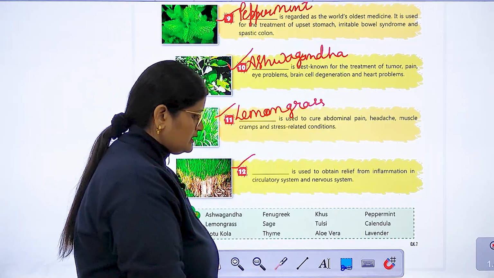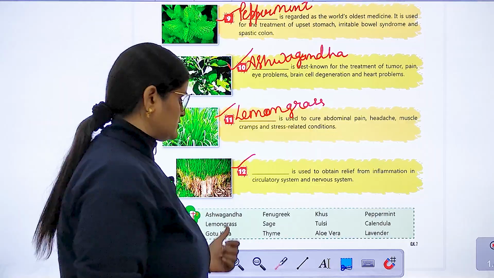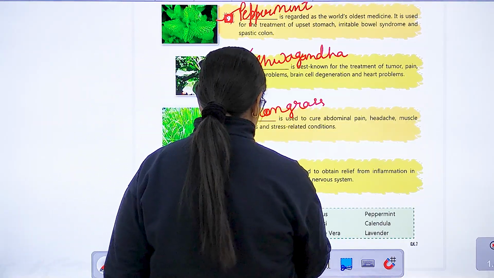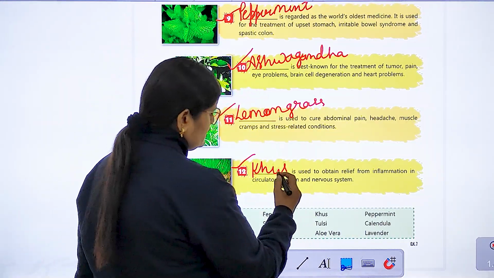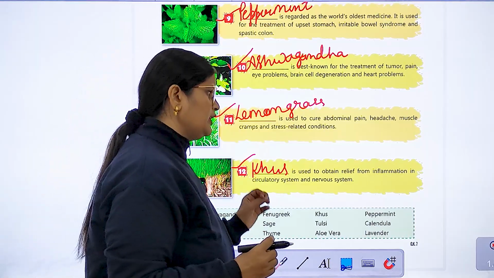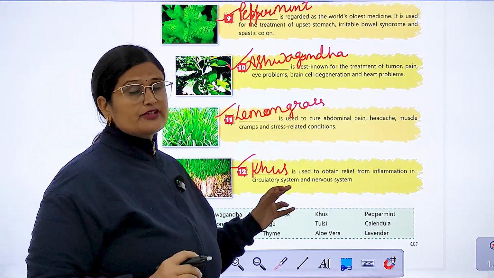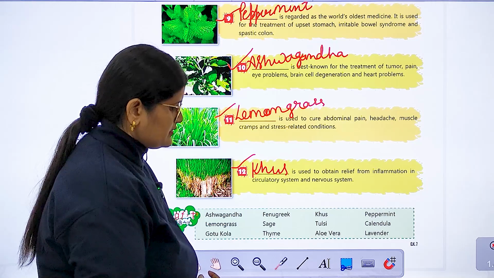Number 12, the last, it is khus. Is used to obtain relief from inflammation in circulatory system and nervous system.